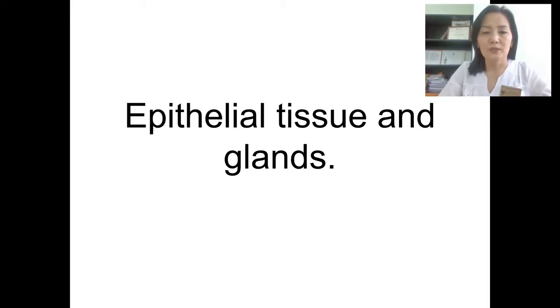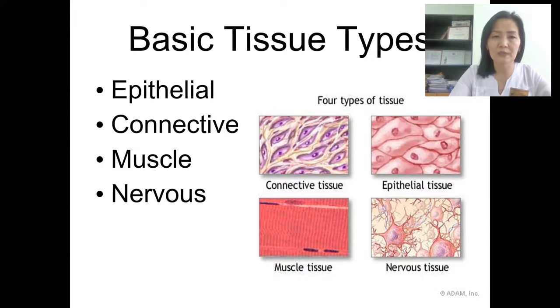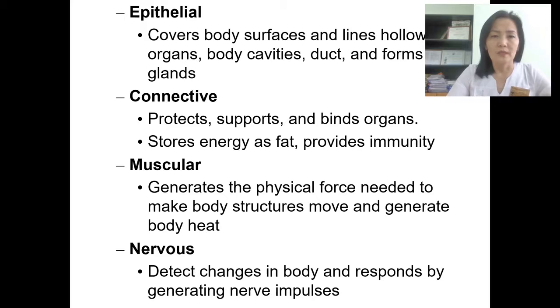Good day, students. Today we will talk about epithelial tissue and the glands. We can see epithelial tissue or epithelium. In our body, we have four basic types of tissue: epithelium, connective tissue, muscle tissue, and nervous tissue. You can see here the function of epithelium, connective, muscular, and nervous tissue. Epithelial tissue covers body surface and lines hollow organs, body cavities, and ducts, and forms glands.